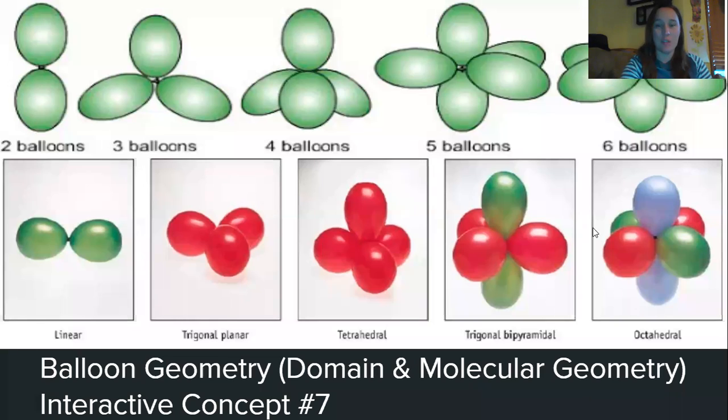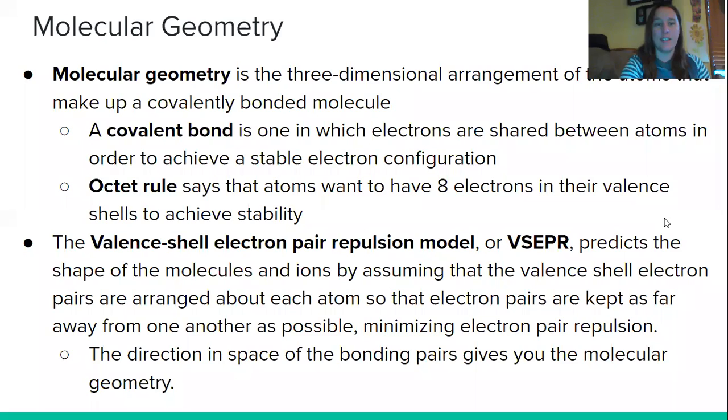Hi guys, so today we're going to be talking about balloon geometry, in particular domain and molecular geometry for our interactive concept number 7. Molecular geometry is the three-dimensional arrangement of atoms that make up a covalently bonded molecule. Remember, a covalently bonded molecule is one in which electrons are shared between atoms in order to achieve a stable electron configuration. The octet rule says that atoms want to have 8 electrons in their valence shells to achieve stability.